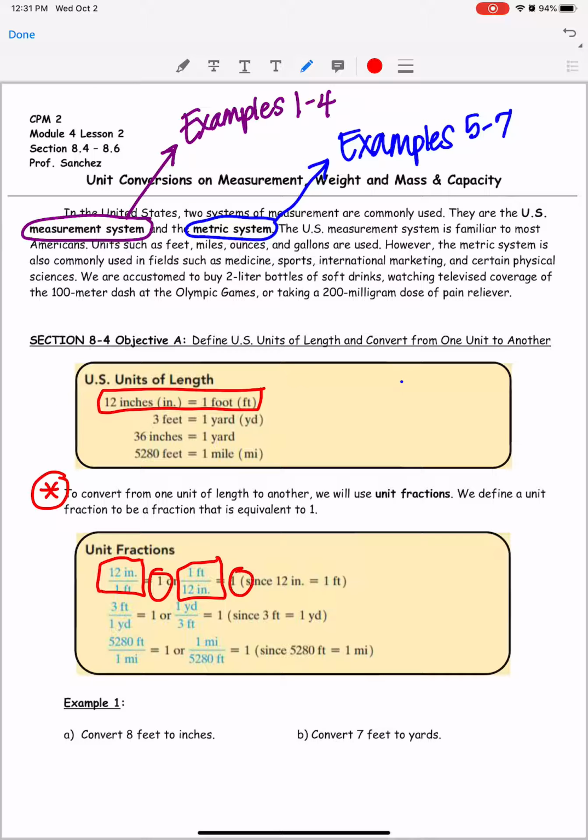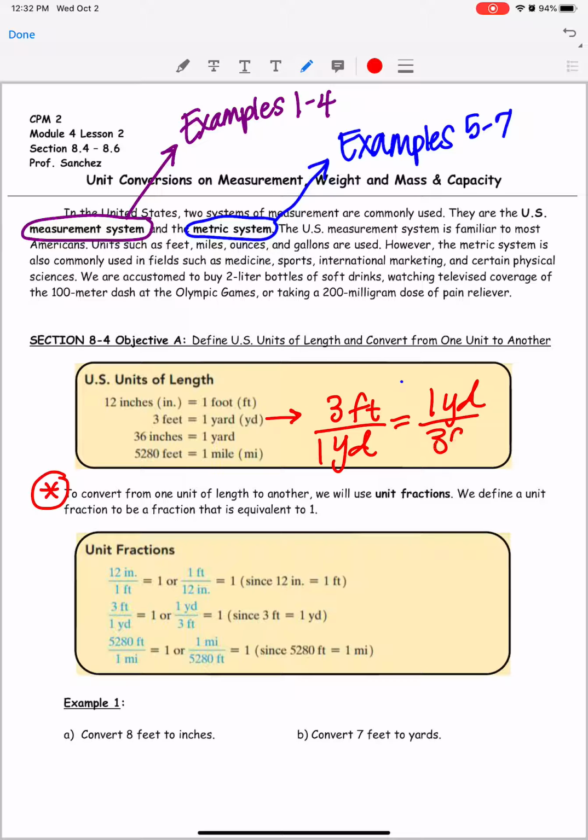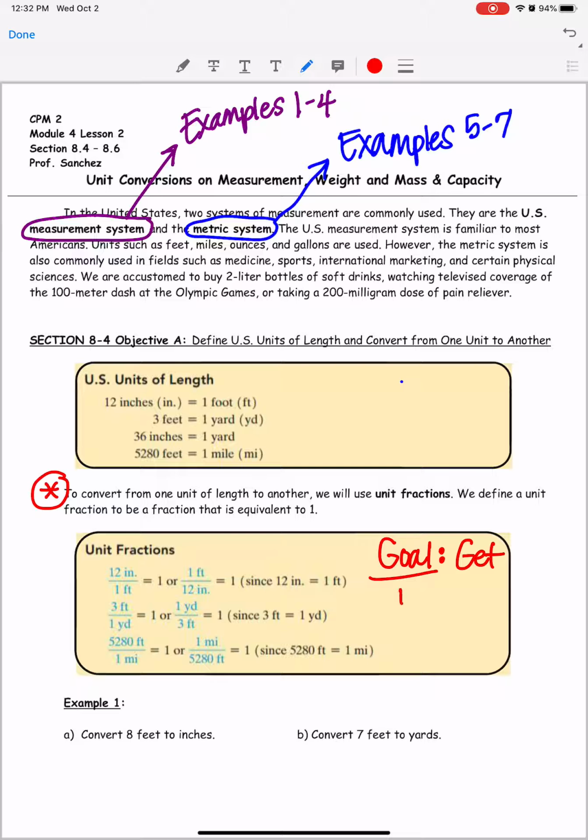They both equal 1. So whenever they give me these things right here that tell me what things equal, it doesn't matter the order you put things in. For example, in this one here, it doesn't matter if I do 3 feet over 1 yard. That's the same as 1 yard over 3 feet. And why that is important is because the whole goal of this dimensional analysis is to get your units to cancel.